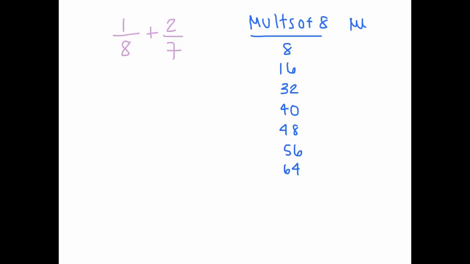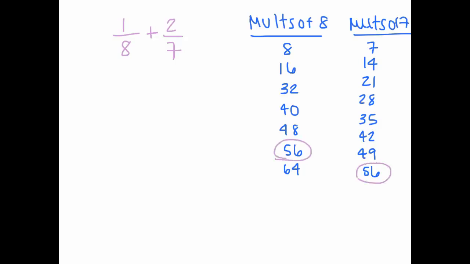What about multiples of 7? 7, 14, 21, 28, 35, 42, 49, 56. Oh, look at that! 56, that just appeared on both lists, 56 and 56. That means that the common denominator is going to be 56.